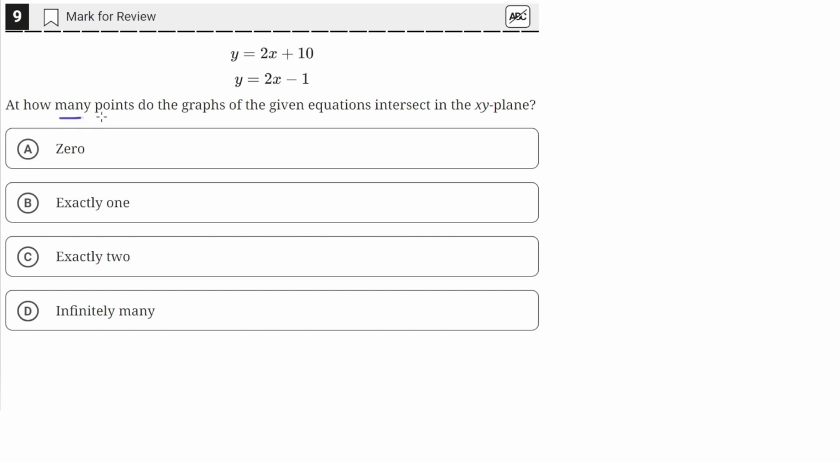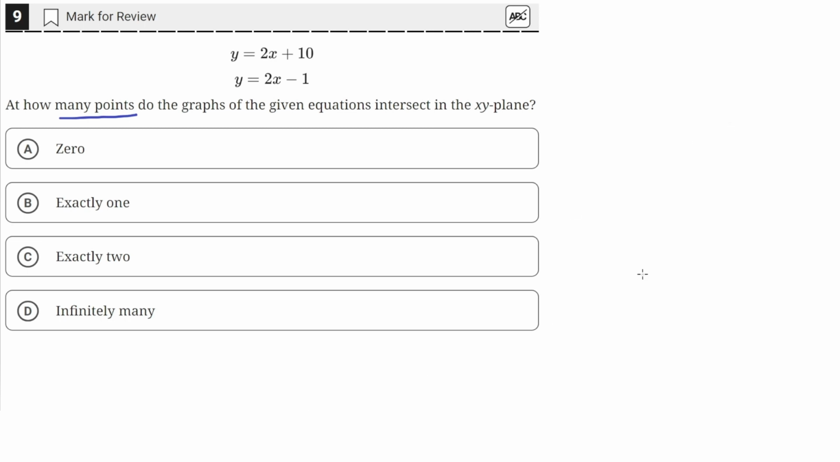At how many points do the graphs of the given equations intersect in the xy-plane? Okay, so we're given these two equations of two lines, and we can graph them to see how many points they would intersect at.